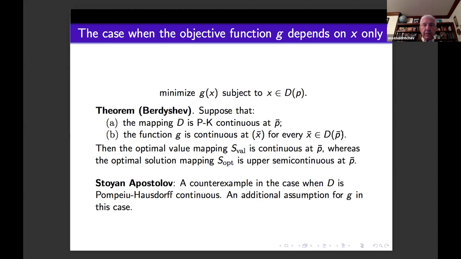And for every x bar in this feasible set, the optimal value mapping is continuous, whereas the optimal solution mapping is upper semi-continuous. Of course, this upper semi-continuity is in the Pompeiu-Hausdorff sense. And I gave this problem to prove the theorem of Berdyshev without telling him that this theorem is known and it's proven by Berdyshev.